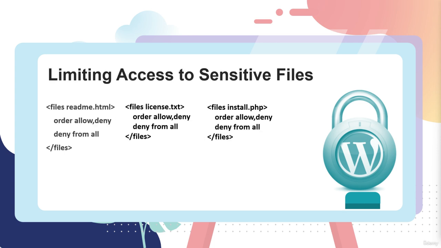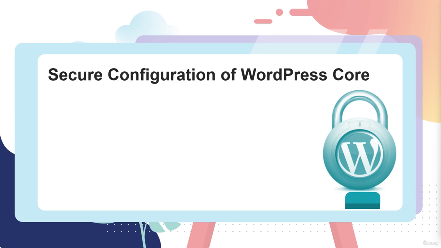Now we can add multiple sensitive files as well, as shown in the penetration testing video: readme.html, license.txt, install.php. We can restrict these files in the web browser, so we have to add this code in the .htaccess file. Now we have to set proper file permissions as well, to ensure that directories have 755 permission and files have 644 permissions. That means a normal user doesn't have root permission to edit everything.